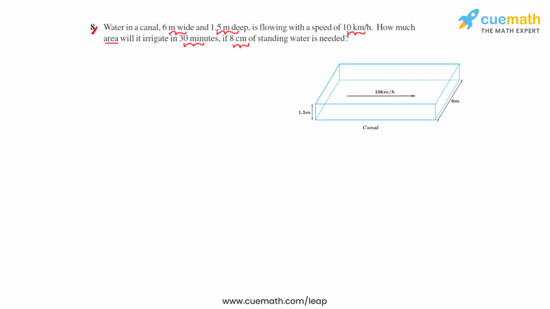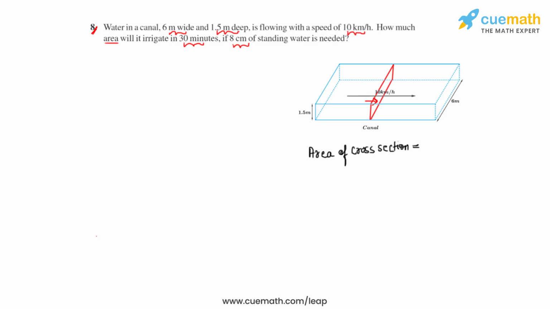So we'll look at the canal, which is in the shape of a cuboid, which is 1.5 meters deep and 6 meters in width. The water in it is flowing with a speed of 10 kilometers per hour. To know how much volume of water will flow through it in a minute, we'll have to find out the area of the cross section. So we'll have a look at the cross section, which looks like a rectangle.